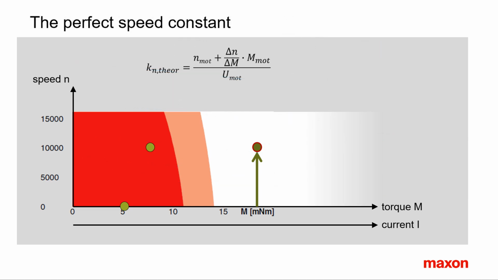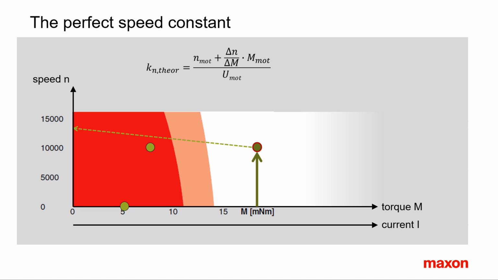Given the peak torque and maximum speed of the application as well as the available motor voltage, we calculate the speed constant that theoretically can just fulfill the task. The formula uses the speed and torque of the extreme operation point and delta n over delta m, the typical or average speed-torque gradient of this motor type. From a graphical point of view, the formula calculates the no-load speed associated with this operation point and divides it with the available voltage at the motor.